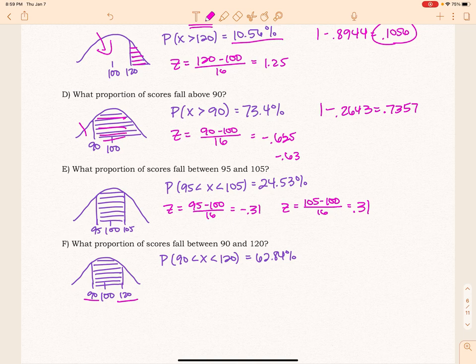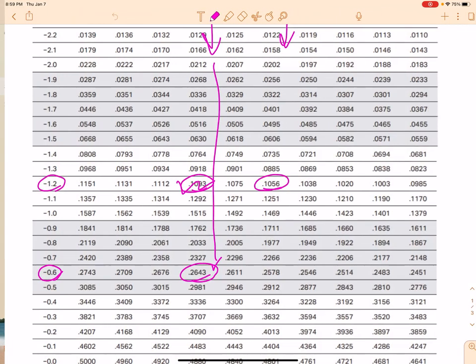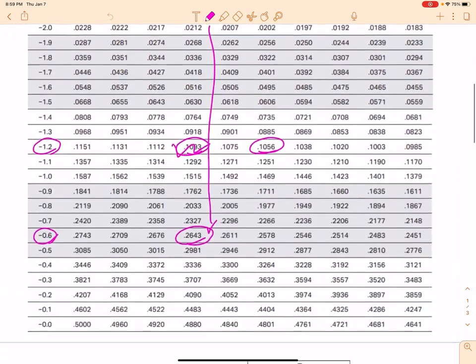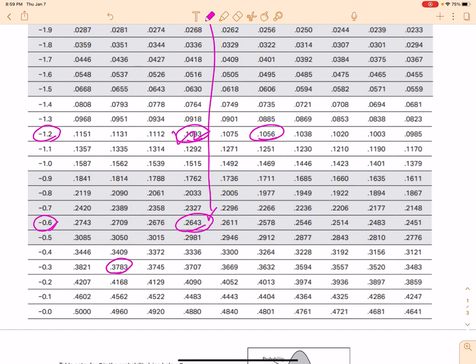If I look up both of these areas, here's what it's going to give me. When I look up the area for negative 0.31 at 95, it's going to give me this area right here. I don't need that area, but that's the area that it's going to give me. So I am going to go ahead and look that up. So negative 0.31, that is going to be this column right here. So 0.3783.